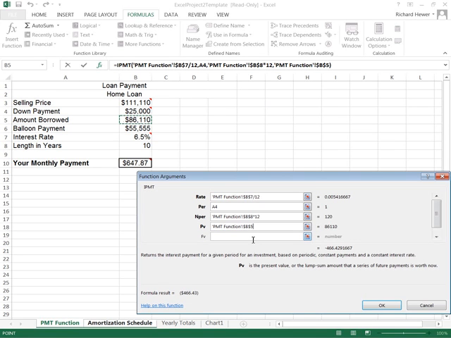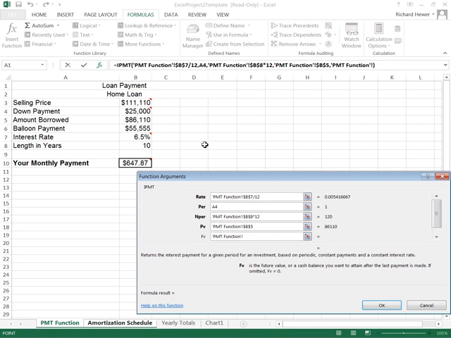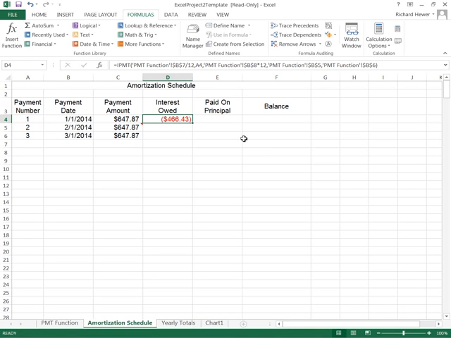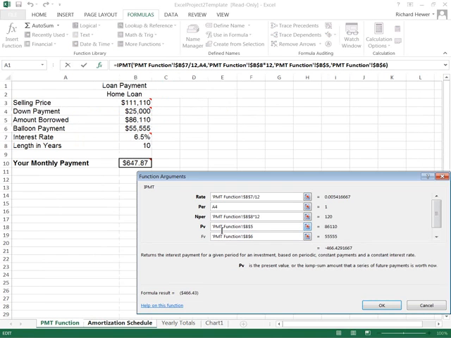Then we have the future value of the loan. That again is the balloon payment. So we're doing the same thing we did for the regular payment here. And we hit F4. And then I click OK. Made one mistake again. Looks like only one this time. In the present value, that again should be a minus sign.